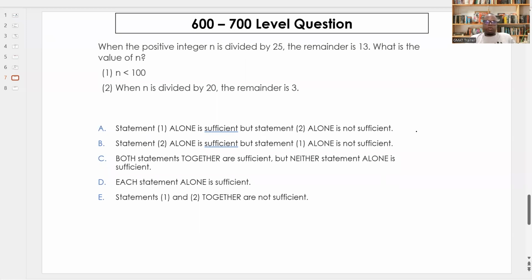Now let's look at another question, which is also of difficulty 600 to 700 level. When a positive integer n is divided by 25, the remainder is 13. What is the value of n?